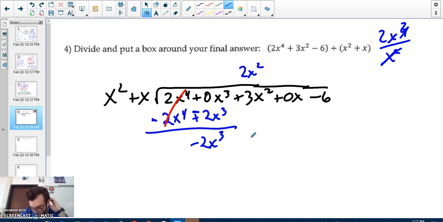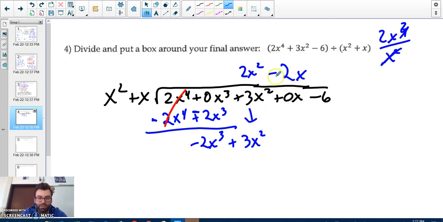Okay. So now I want to think about, what am I going to have to multiply to negative 2x to the third to cancel out with x squared? Okay, well, I'm going to multiply a negative 2x. Because when I multiply a negative 2x here, sorry, I forgot to bring this x squared down.